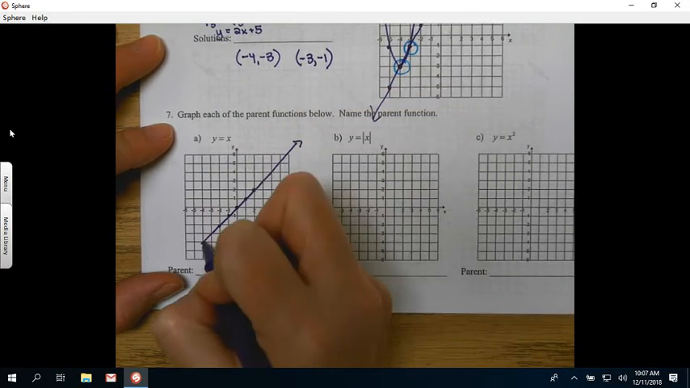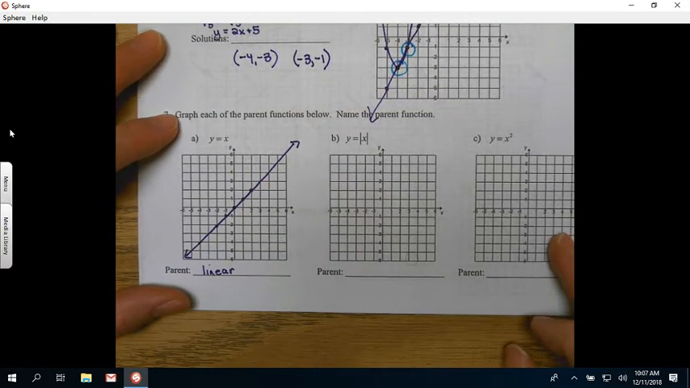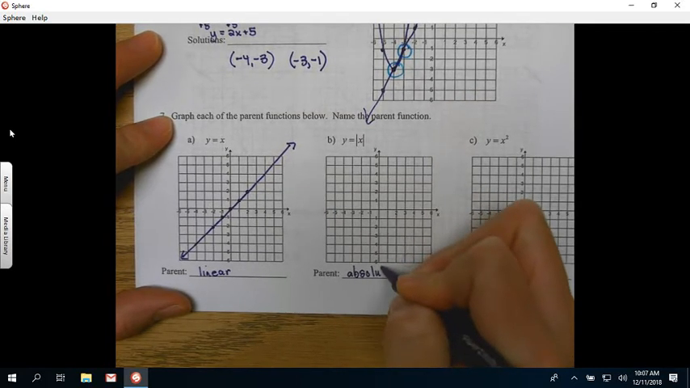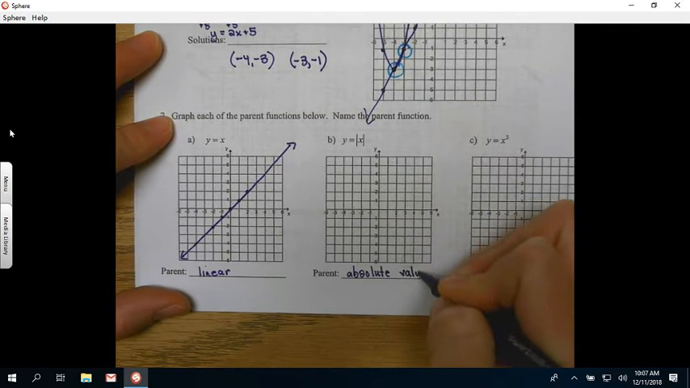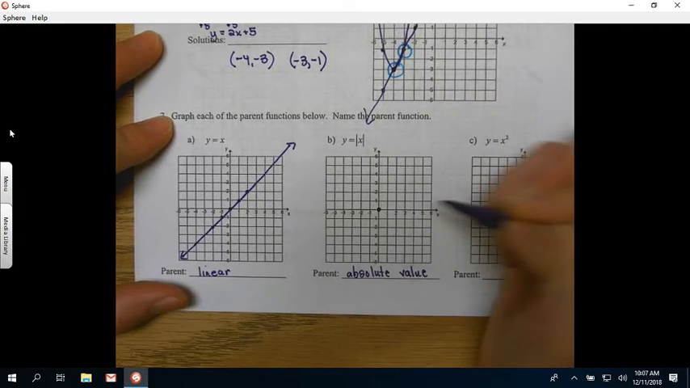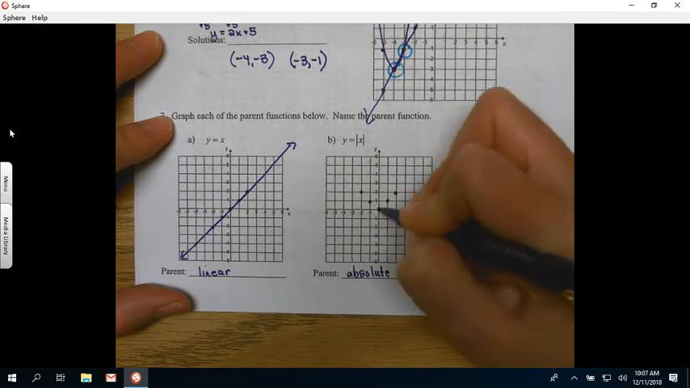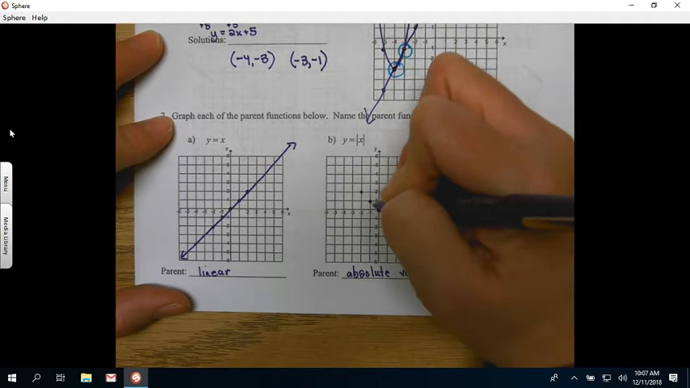So there is my linear parent function. Absolute value. Remember, it has a beginning at the origin and then has a slope of 1 on both sides to create your V.